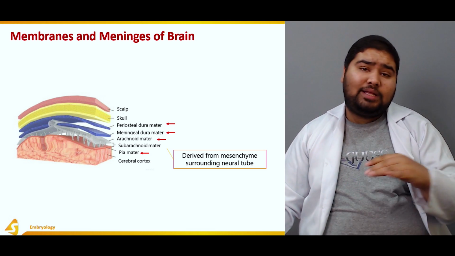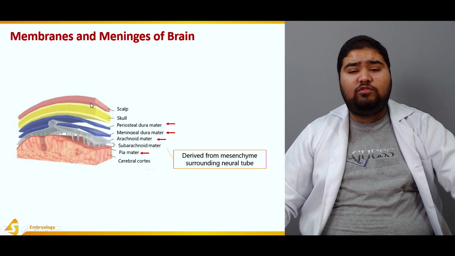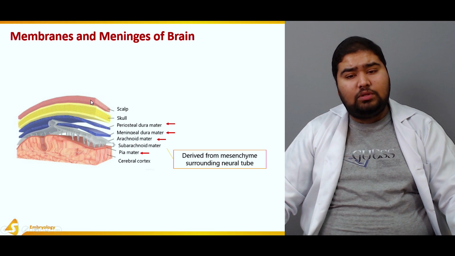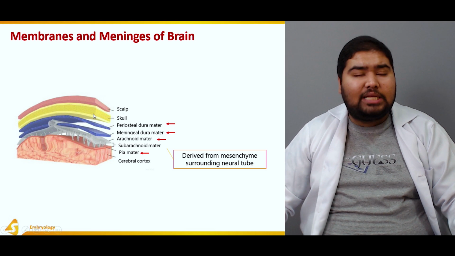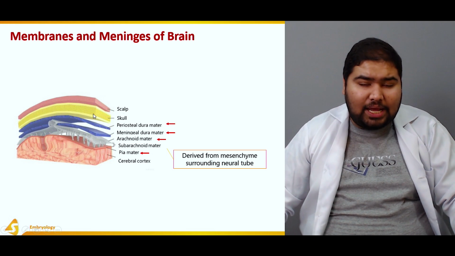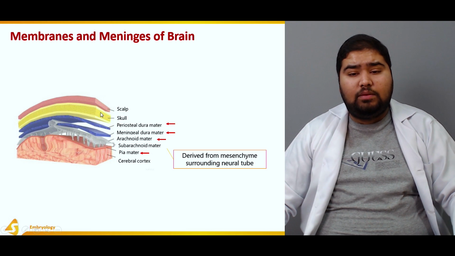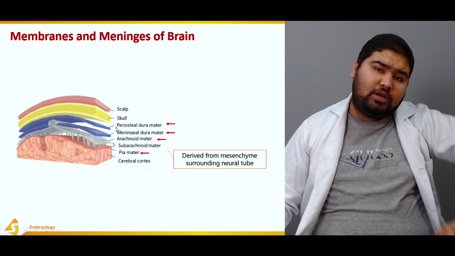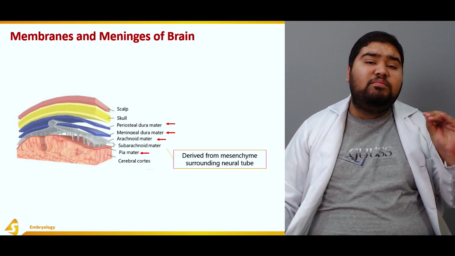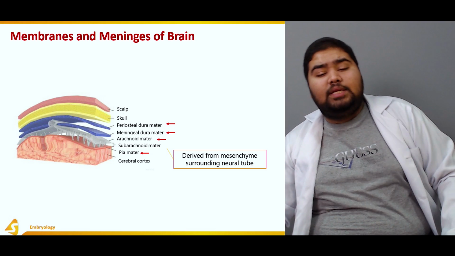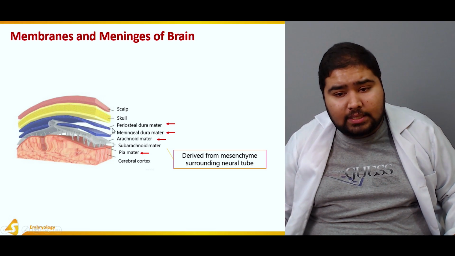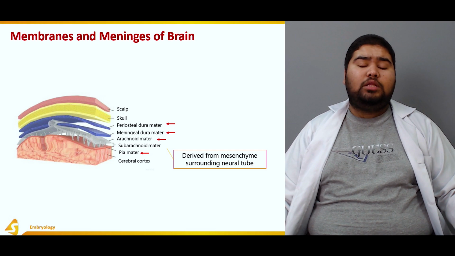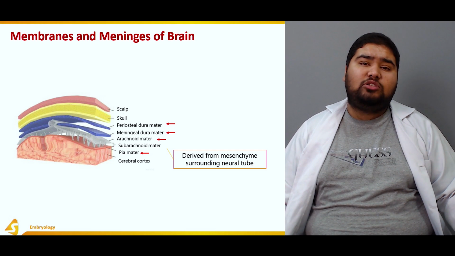But before the brain there are other layers that are present. First of all we have the scalp. The scalp is the outermost layer that provides protection to the brain. Then we have the thick skull. The skull is the bony layer that provides most of the protection to the brain. Then we have the periosteal dura mater, the dura mater that is merged with the periosteum of the bone. Then we have the meningeal dura mater, the dura of the brain, which is a part of the meninges.